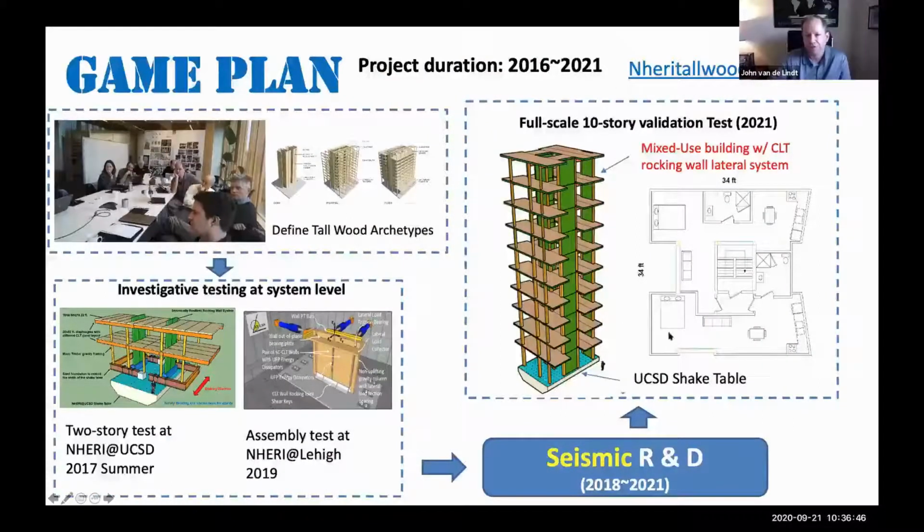So this was the 10-story here. You can see the floor plan that'll align with the shake table size. There's been a 2-story test I'll show you, and this was kind of, you could say, a test of opportunity. I'll show you a little bit about that, and then testing at Lehigh as well.